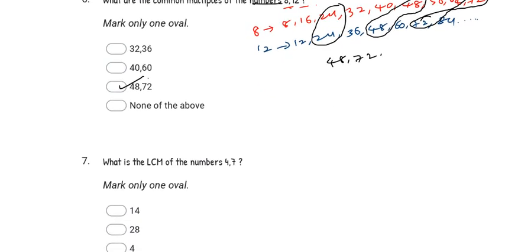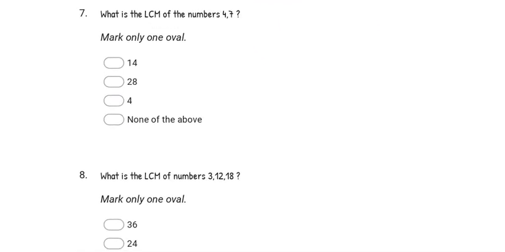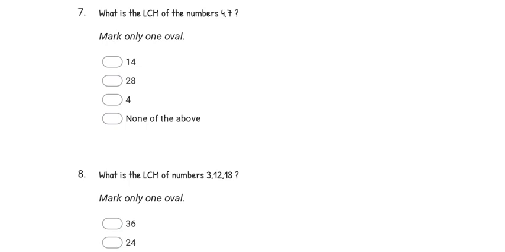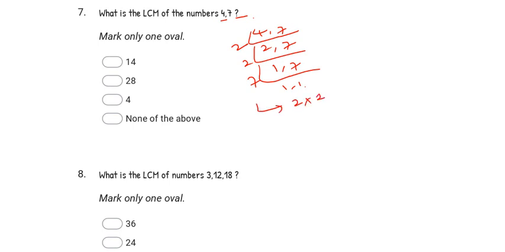Next, what is the LCM of numbers 4 and 7? 4, 7 LCM. So 2 twos are 4, 7 will not go, so 7 will come back. 2 ones are 2, 7 ones are 7. So multiply 2 into 2 into 7. 4 into 7 is equal to 28. So this 28 is the right answer for this question.